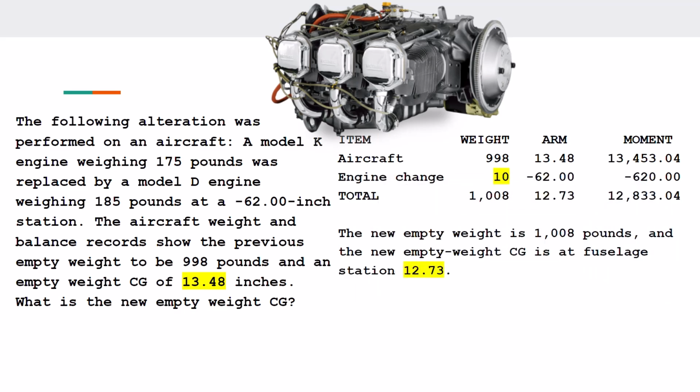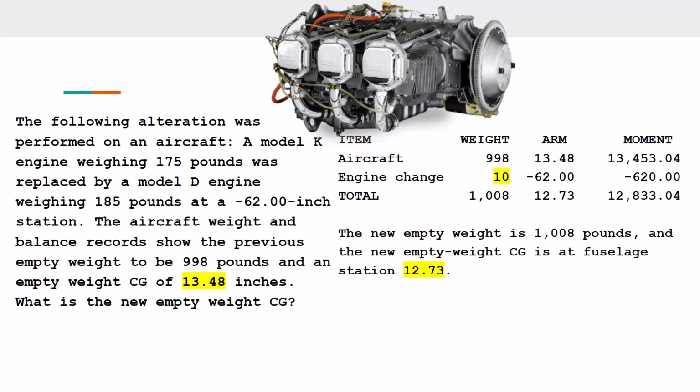Okay, so like all other questions, we set up our IWAM, item, weight, arm, moment. So we fill in the data that's already given to us. The aircraft is already given to us. We have an empty weight of 998, an arm of 13.48, which we can use to calculate our moment. And what we need to do is calculate the new empty weight with the engine change. So technically, all you're doing is adding an engine that's 10 pounds heavier than the old one. So all you have to do is plug in a weight of 10 at the station minus 62, and that will give you a moment.